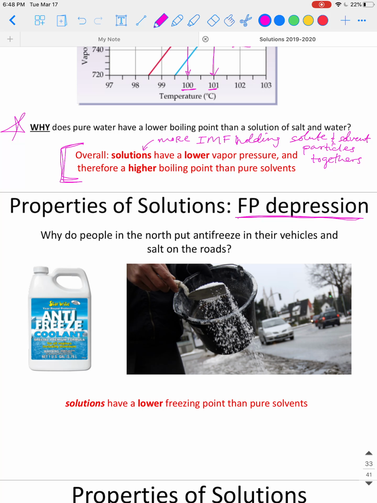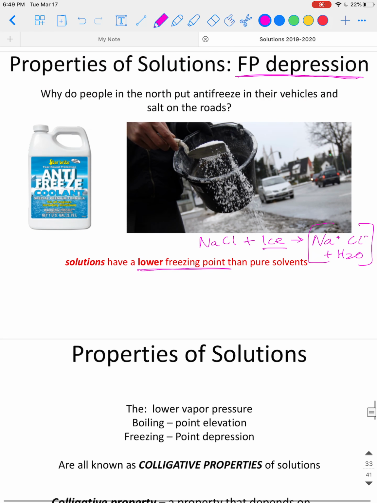The other thing that you'll notice, you've probably seen this, why do we put salt on the roads when it ices? Because salt added to pure water or ice makes it a solution. We have now made a solution of NaCl plus ice, which is water. So we made a solution of Na plus and Cl minus and water. We took pure water and we turned it into a solution, and we lowered the freezing point of it.